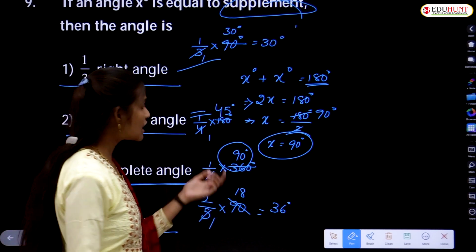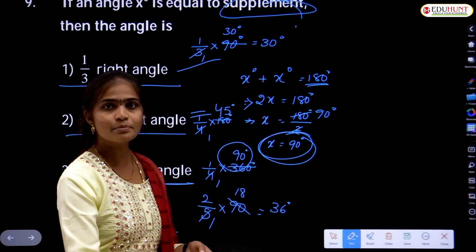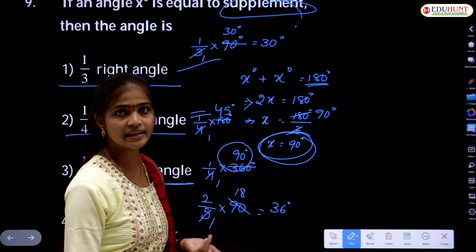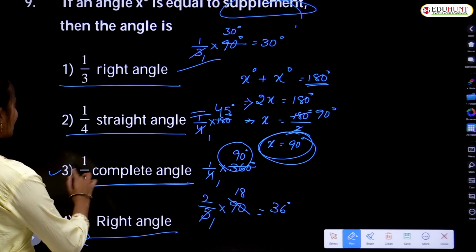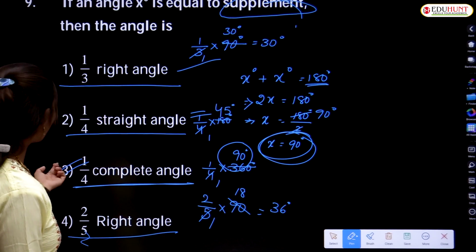Now which answer did we get here? x is equal to 90 degrees. After simplifying each and every option, which option gives an angle equal to 90 degrees? Yes, obviously that is 1/4 of a complete angle. So which answer is correct here? Option 3.